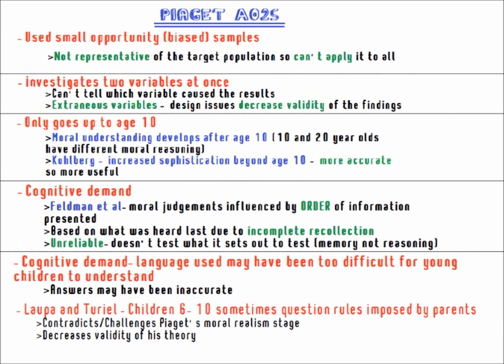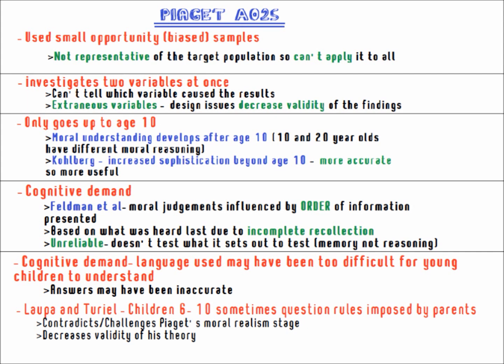Evaluation. Piaget used small opportunity samples which aren't representative of the target population, therefore you can't generalize and apply it to them. He also investigates two variables at once, and as you can't tell which variable causes which results, these design issues decrease the validity of the results.